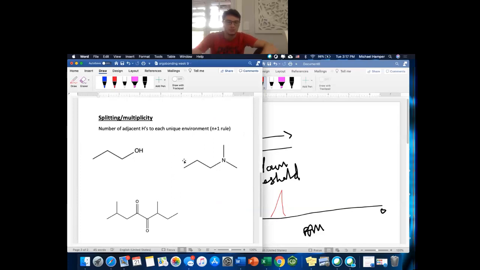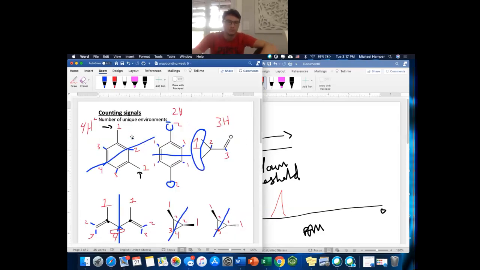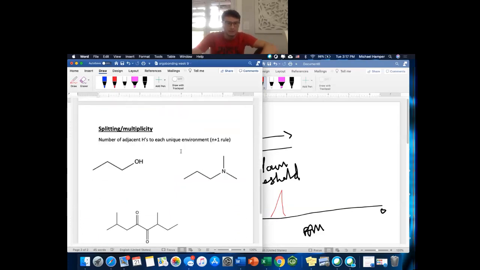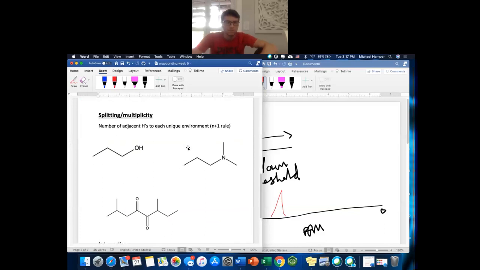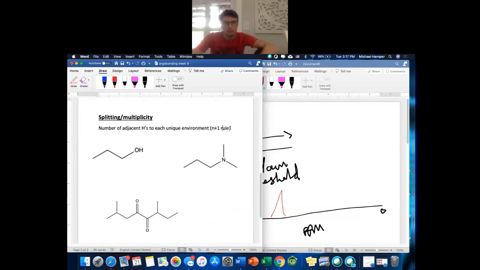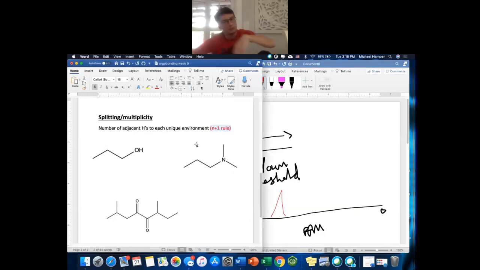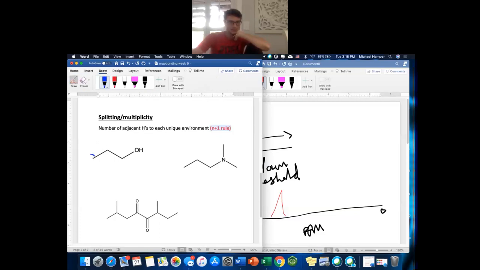Multiplicity, this is probably second most important to counting signals. So the rule you're going to have to remember is this n+1 rule. I don't know if there's a name for it or anything like that, but it is what's most important. And it comes down to the relative environments. So coming off of counting signals, this environment is different from this environment.